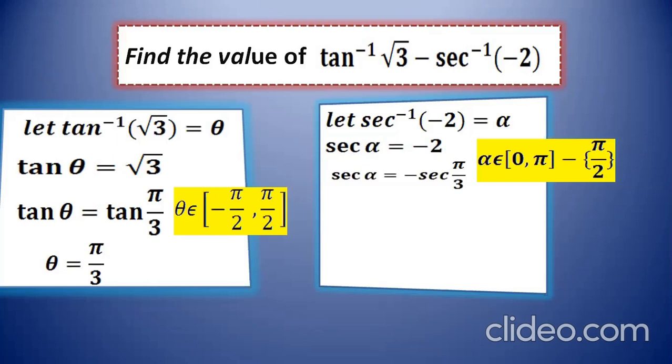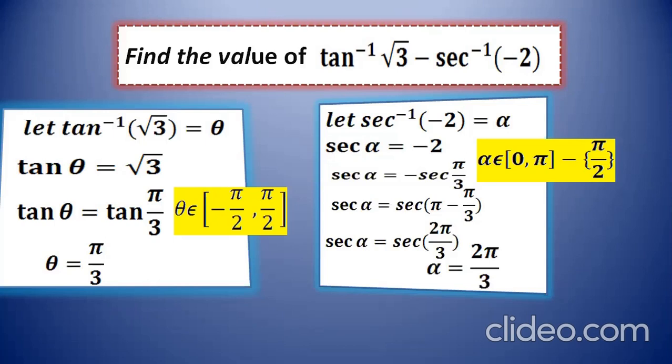So we can write sec alpha is equal to sec of pi minus pi by 3, and then we get sec 2 pi by 3. So that's why alpha is equal to 2 pi by 3, because this value lies between 0 and pi except pi by 2.